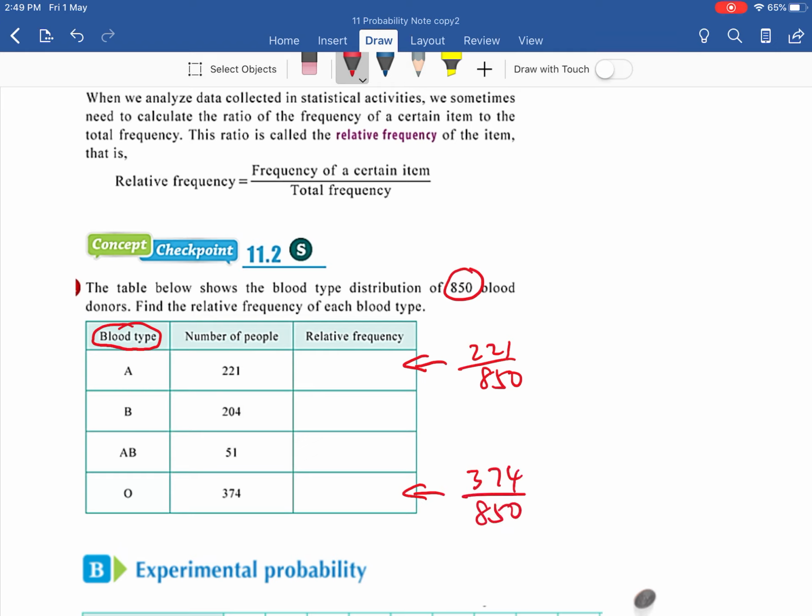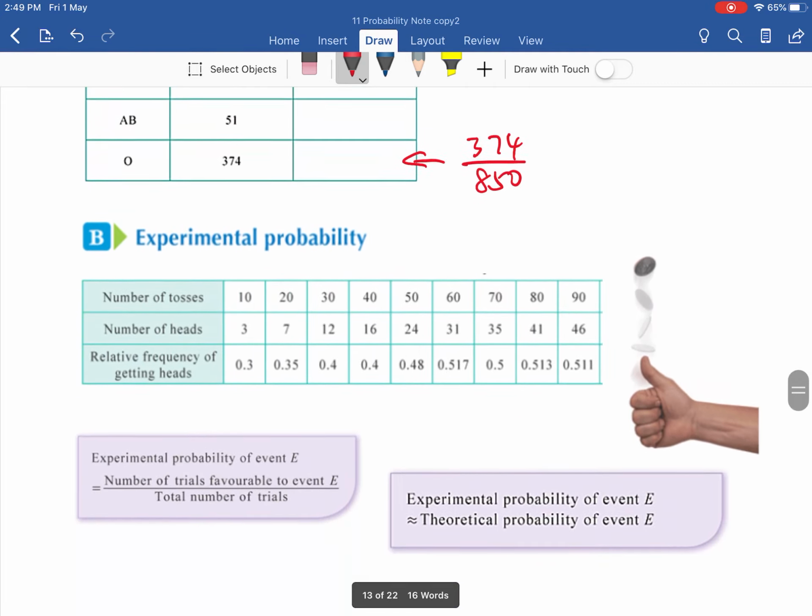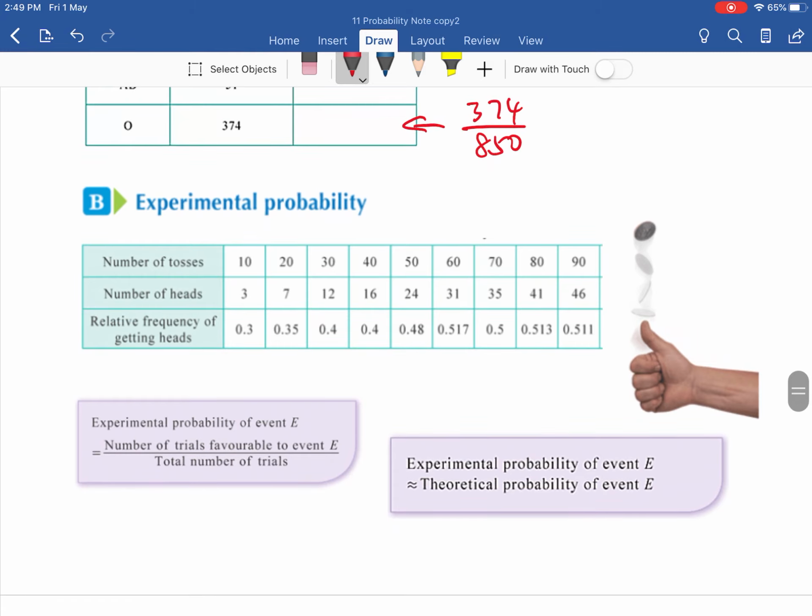374 over 850. This is very similar to probability, but we call this one, you measure that it is 850, this is the frequency, we call it. So the corresponding value for blood type O is the relative frequency, okay? Very similar to probability, okay? And now we're going to talk about experimental probability, okay?